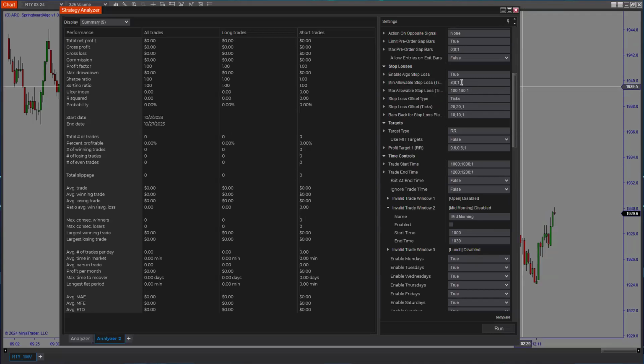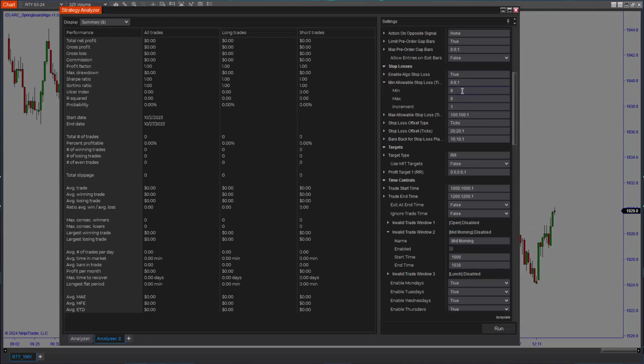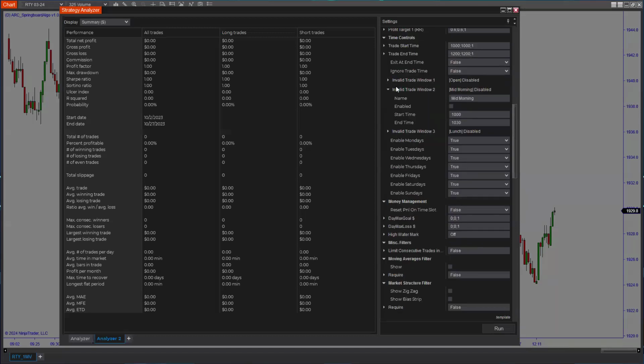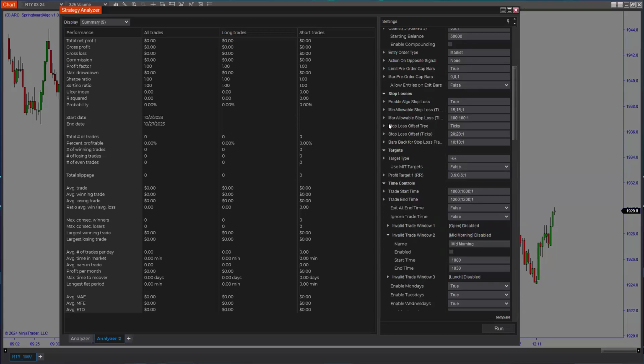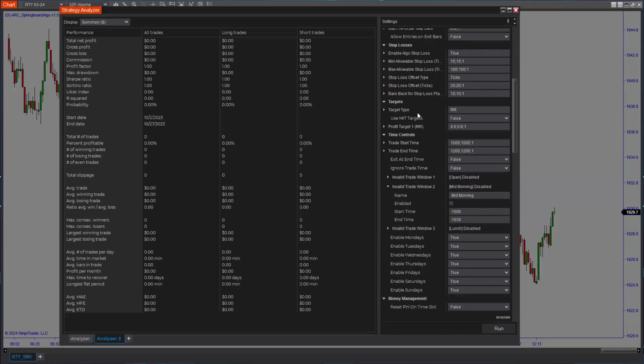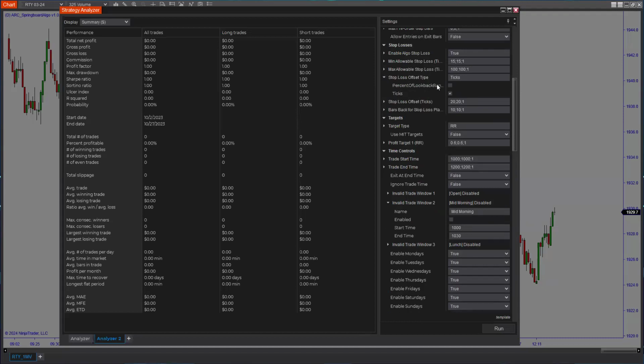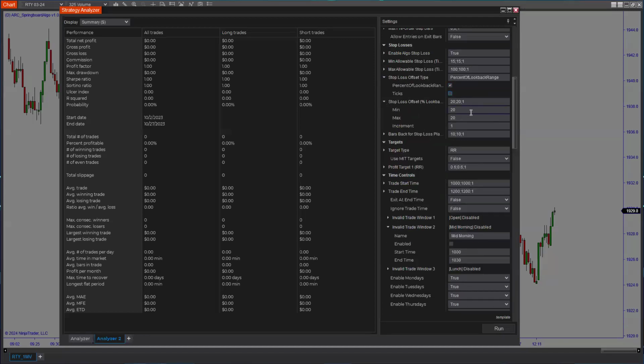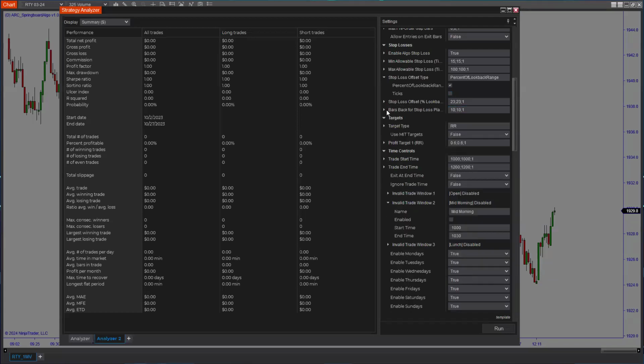Entry order, limit pre, opposite, max pre, allow entries, good. Enable stop loss is true. Minimum allowable stop. RTY, really, personally, I don't ever like to trade for less than 15. So I'm just going to do that, and we'll just lock it in at that number. Max allowable stop, yeah, 100's fine. Stop loss offset. Let's go to percent because I really like that idea. And let's do that 23. Let's just go 23. And we're going to lock that in.